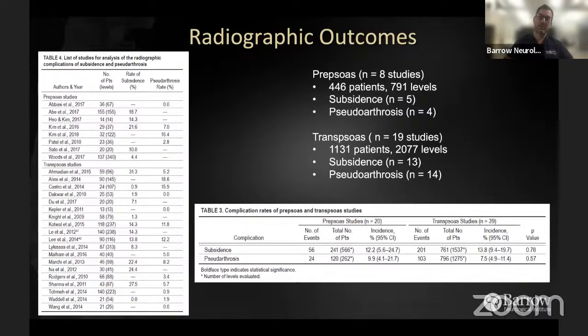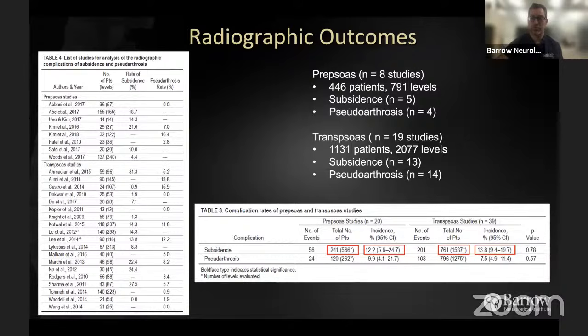The paper also looked at radiographic outcomes. So the table on the left shows all the papers that were included for this analysis. There was a lot of variable reporting here. So for the analysis of subsidence, there were 5 papers that actually mentioned this for pre-psoas and 13 for trans-psoas. Of those papers, the reported incidences were similar. It was 12.2% in pre-psoas and 13.8% in trans-psoas.